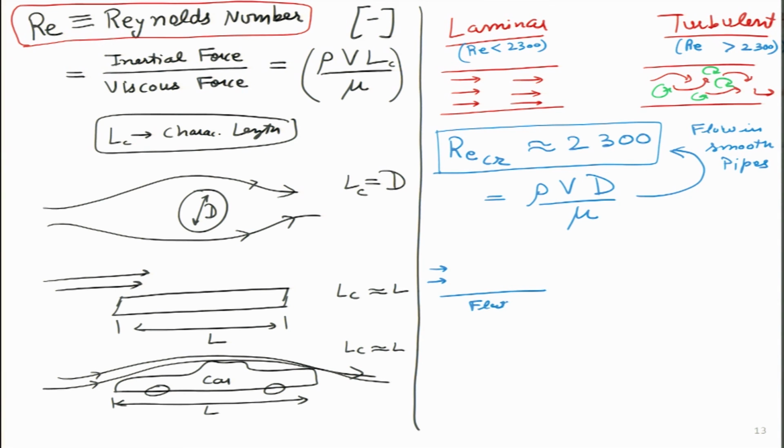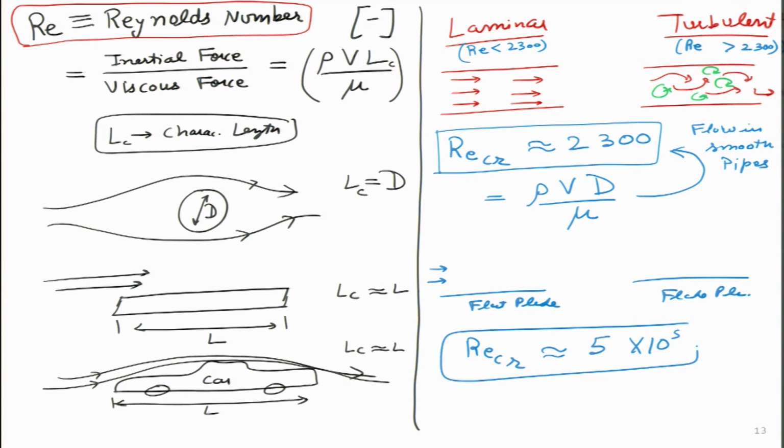So, if we have a flat plate over here, and we have another flat plate over here, the critical Reynolds number in this particular case is taken to be about 5 into 10 to the power 5. We will see that there is something called the boundary layer, and if we have a longer plate, then the boundary layer becomes turbulent. This is the laminar region, and this is the turbulent region, and this zigzag thing in between is known as the transition. This is the transition zone that we will be talking about.